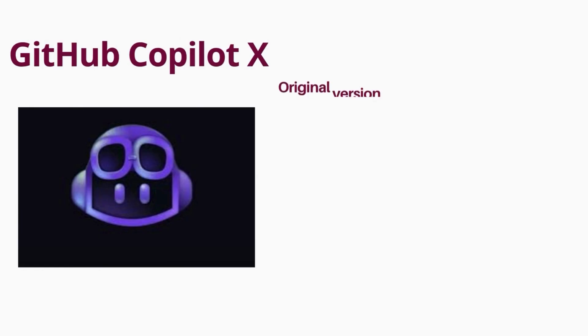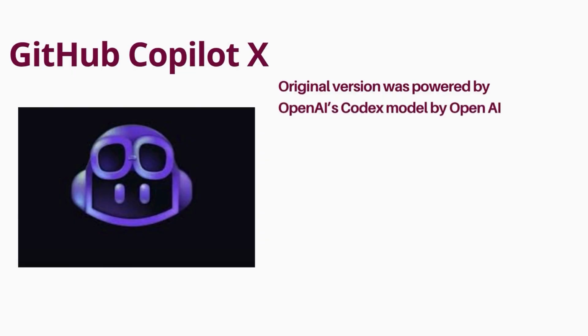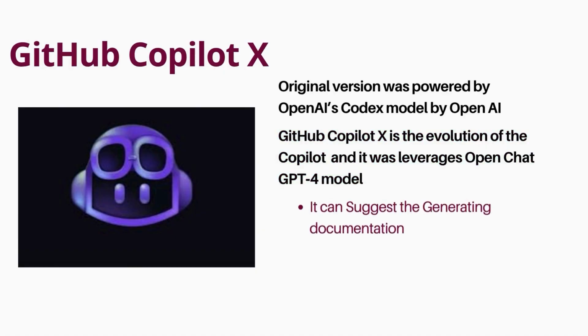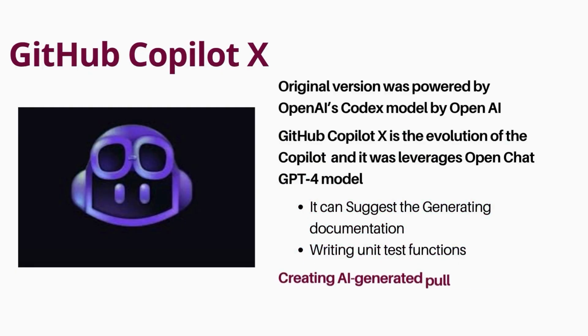While the original version was powered by OpenAI's Codex model, Copilot X leverages GPT-4, offering more advanced features like generating documentation, writing unit test functions, and creating AI-generated pull request descriptions to boost code quality. GitHub Copilot and Copilot X are here to enhance developer productivity, making coding faster, smarter, and more intuitive.